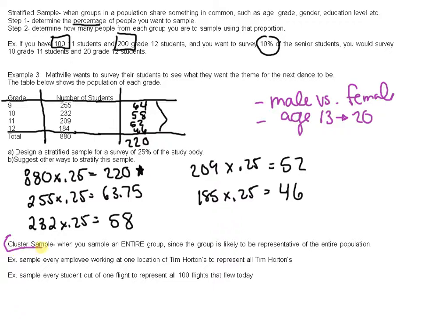Okay, now cluster sample. This is when you sample an entire group. This is important when we're reading the questions, since they're likely to be representative of an entire population. For example, you cluster one group, and then you pick one group out of the entire population, and you sample them. So you sample every employee working at Tim Hortons to represent all of Tim Hortons. Okay, one location. Or you sample every rider out of one flight to represent 100 flights that flew today, for example.